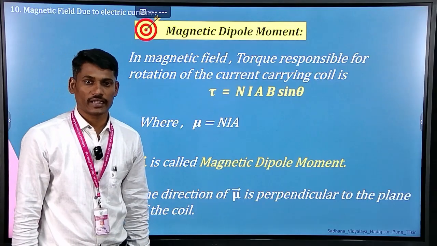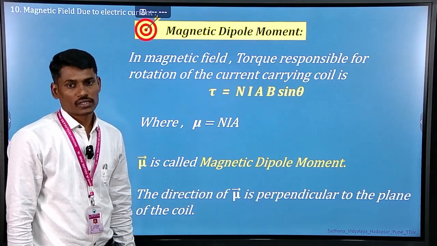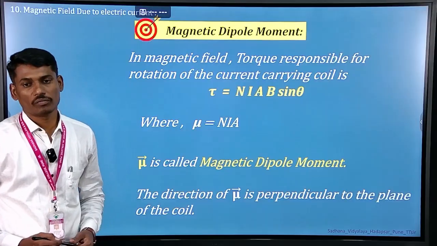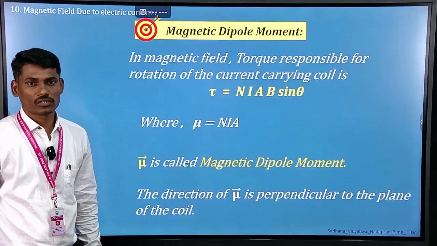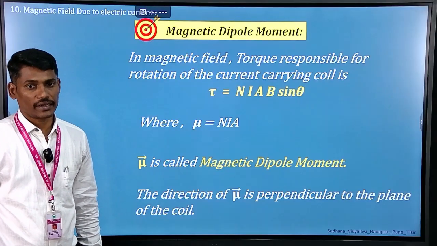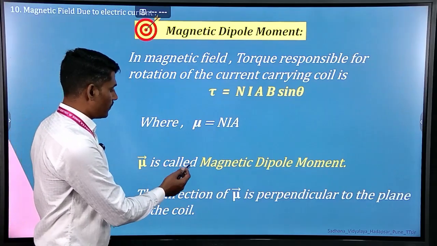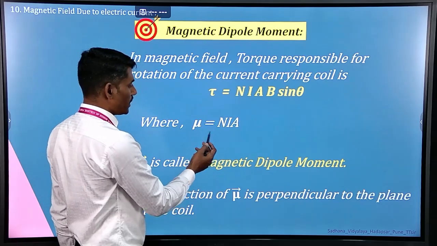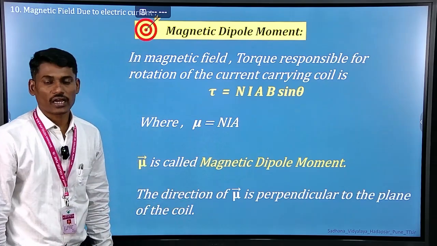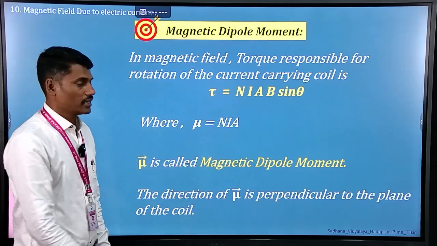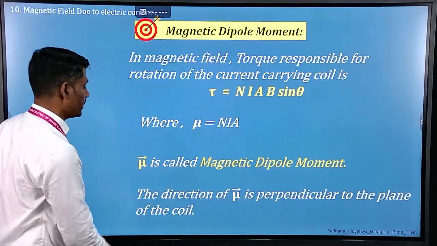Now what is the direction of that magnetic dipole moment? The direction of the magnetic dipole moment is perpendicular to the plane formed by that current carrying loop or wire, right. Also, how to define magnetic dipole moment? Here magnetic dipole moment is NIA for the current carrying coil. Now next point.